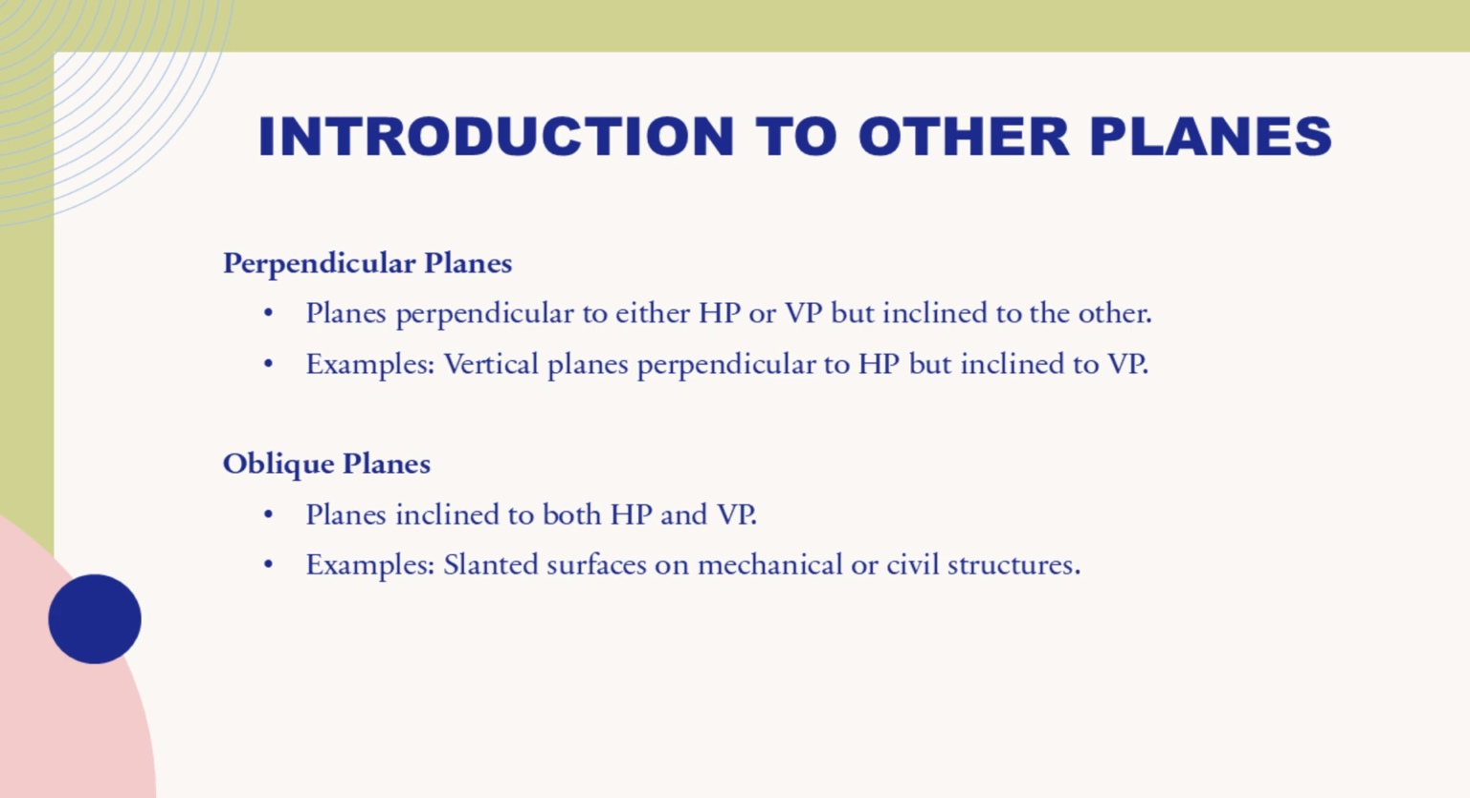Perpendicular planes are fascinating geometric constructs that sit at right angles to either the horizontal or vertical plane. A classic example is a vertical plane that's perpendicular to the horizontal plane, but inclined to the vertical plane. Oblique planes introduce even more complexity, with surfaces that are slanted across both reference planes. These planes are critical in representing real-world structures like mechanical components and civil engineering designs.